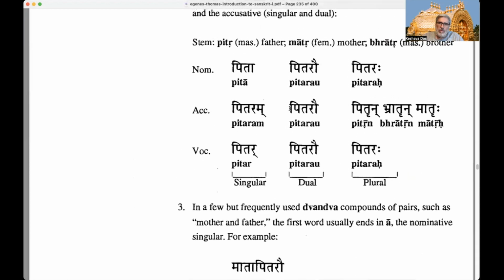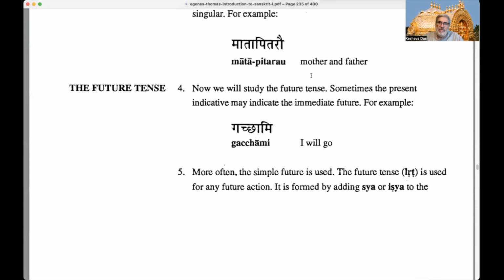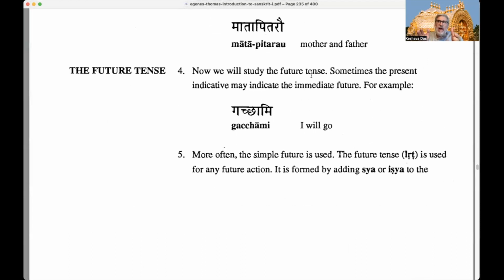Because the dual case ending is the same for masculine and feminine words ending in re. Unlike the different nouns that we have, where we have the short A ending and the long A ending, masculine and feminine nouns in declensions. Okay, so that's enough about nouns ending in re, and also about dvandva compounds using nouns ending in re.